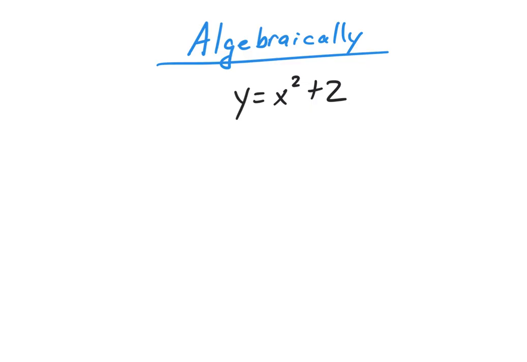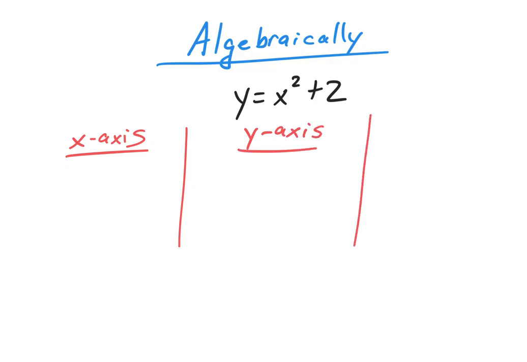But sometimes I'm going to ask you to do it algebraically, because sometimes we're going to have to do it algebraically. We may not be able to put it into our calculator and do it graphically, and I'll show you why. So what we have to do when we do it algebraically is we have to check all three. Is it symmetrical to the x-axis, the y-axis, and the origin?